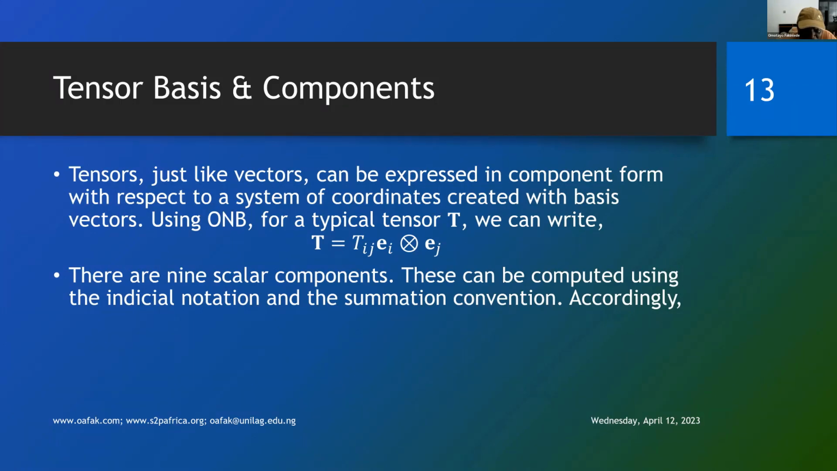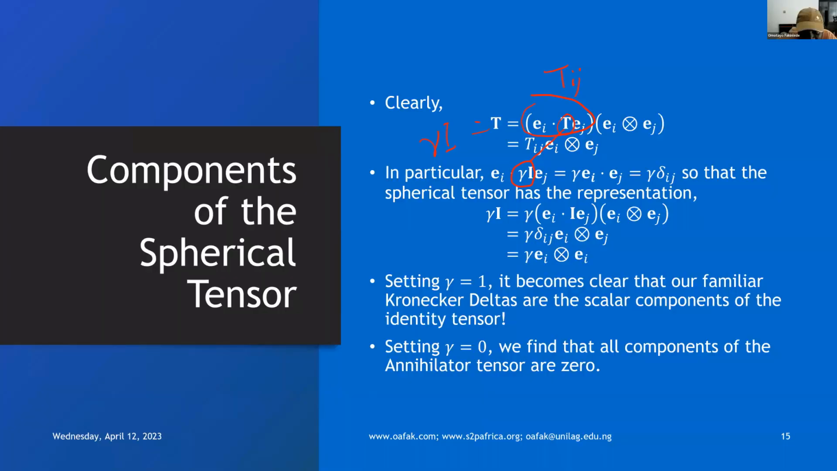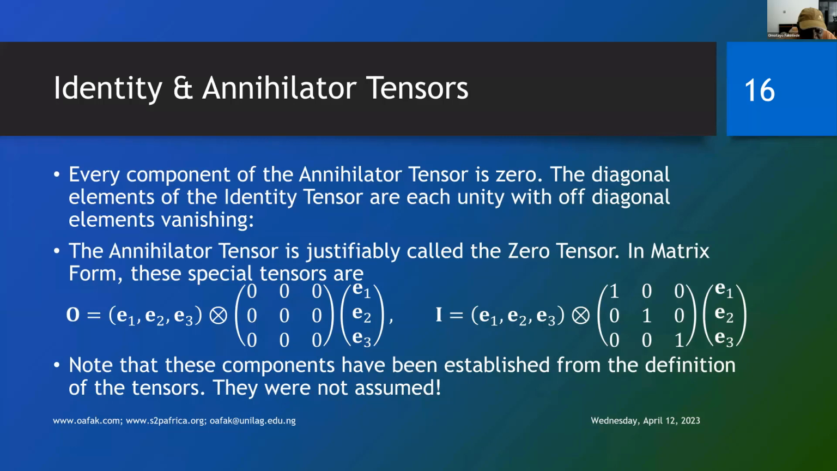We established a rule for finding the vector and the scalar components of the basis. We're able to find the scalar components of the basis. And then we went to the examples we had before. Those 9 examples, we found their components. And for the annihilator we showed that the components are 9 zeros.